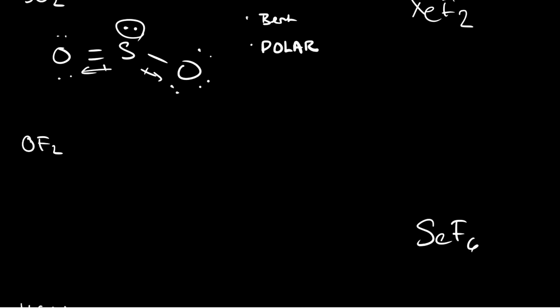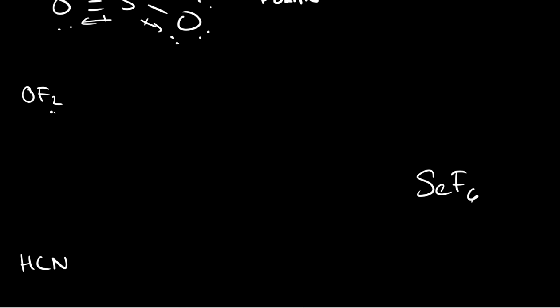Okay, OF2. It's almost the exact same thing. We'll just go through this as quickly as I can. So this has 1, 2, 3, 4. So this has two lone pairs. In this case, it is bent. This is where you can refer to your VSEPR chart, and this will look like this with F.